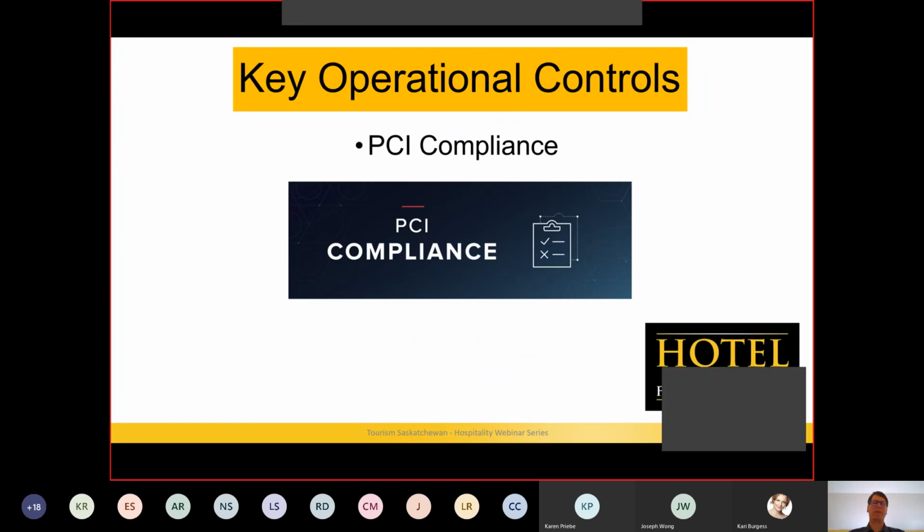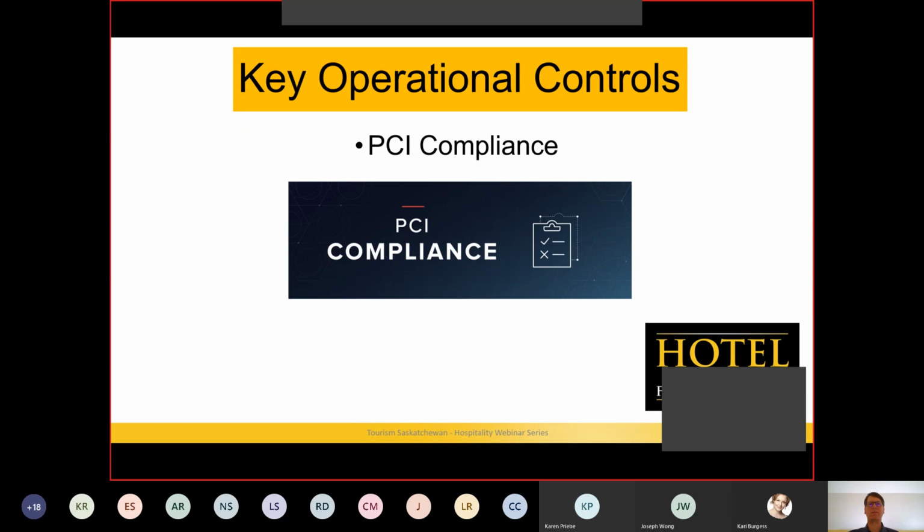PCI compliance. This is a big deal these days inside of our industry, but PCI stands for Payment Card Industry Compliance. And we need to make sure that our systems are all completely compliant, because we can be hacked, we can lose data, we can lose customer credit card information, and you don't want to be the company that's on the 6 o'clock news when they're talking about the latest security breach.